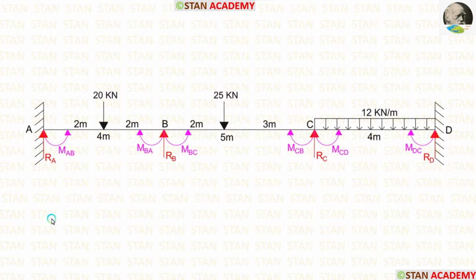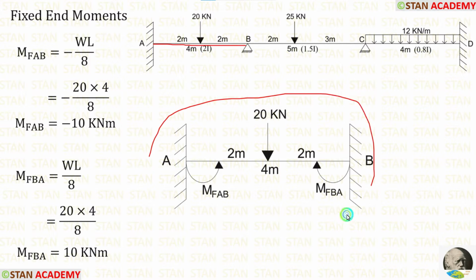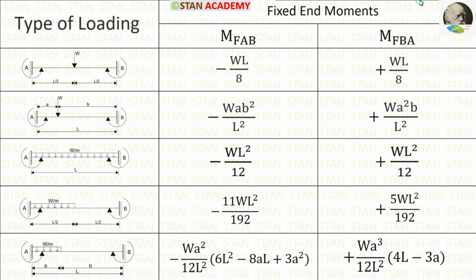Now, let us make the fixed end moments. For making the fixed end moments, we have to assume every span as a separate fixed beam. First, let us take the span AB and assume that it is a separate fixed beam. Now, let's see the formulas to calculate the fixed end moments. In this table, you can see some of the important fixed end moment formulas for the different type of loadings.